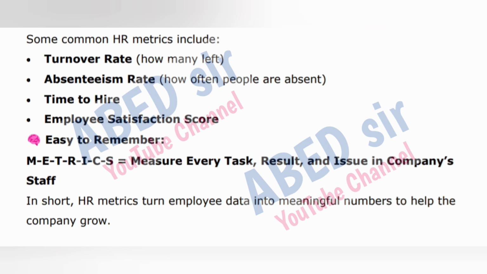Some common HR metrics include turnover rate, how many left; absenteeism rate, how often people are absent; time to hire; employee satisfaction score. Easy to remember: METRICS is equal to measure every task, result, and issue in company's staff. In short, HR metrics turn employee data into meaningful numbers to help the company grow.